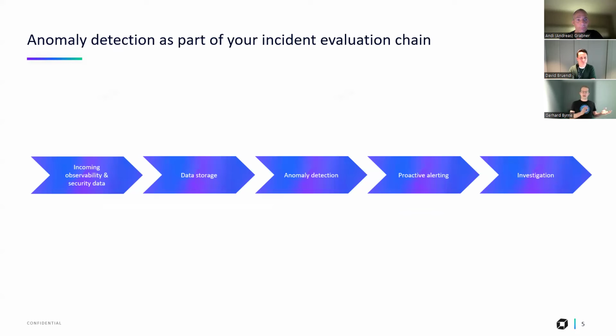So how does anomaly detection fit into an incident evaluation chain? It all starts with the data incoming from different sources, either automatically via one agent or forwarded to Dynatrace via OpenPipeline. Data is key. Both observability and security data needs to be leveraged to get the full picture of what's going on. Anomaly detection then sits on top of the data in our Grail data lakehouse, and it lets it evaluate all the data that's inside.